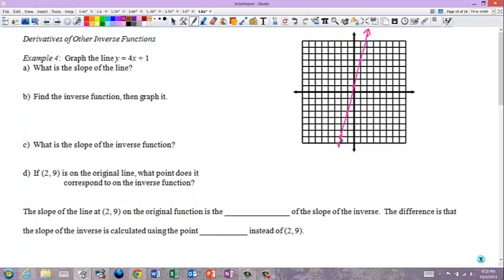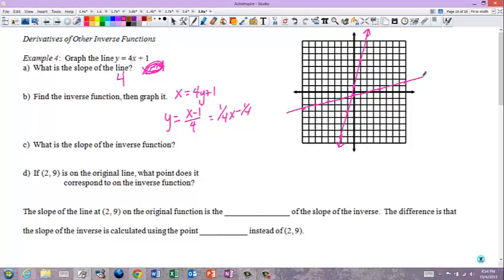Find the inverse. How do you find the inverse? You swap x and y and solve for y. The slope of the line is 4. So x equals 4y plus 1, and y equals (x minus 1) over 4, or 1/4 x minus 1/4. So the slope is up 1 over 4, up 1 over 4, and down 1, left 4. Okay.